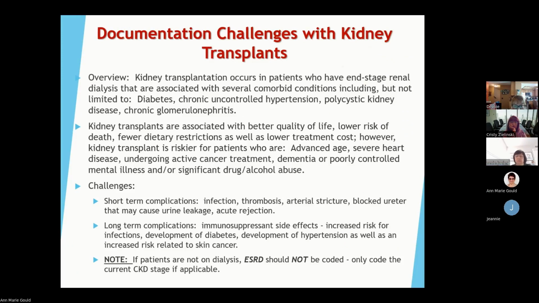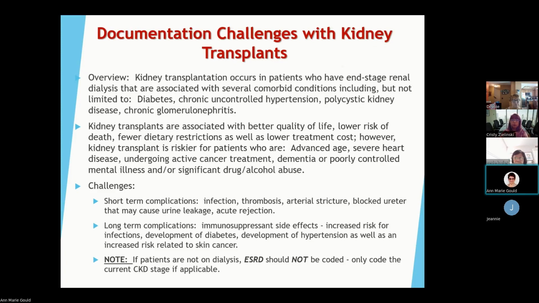All right, documentation challenges. Here's where I put the kidney transplants. Overview: kidney transplantation occurs in patients who have end-stage renal disease, right? And they're associated with several comorbid conditions, including but not limited to uncontrolled hypertension, diabetes, polycystic kidney disease, which you may see, and chronic glomerulonephritis.